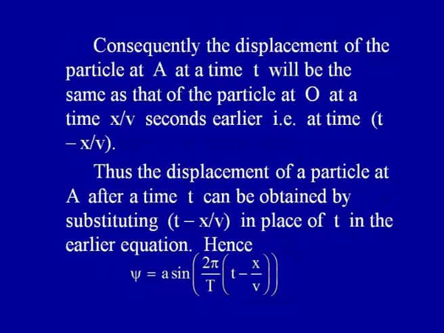Another thing, this equation does not contain any y or z. This is the equation of a plane wave. The wave front or the phase fronts are parallel to the yz plane. In the yz plane, everything is constant. The changes are only along the x axis. So, this is the equation of a plane simple harmonic wave.